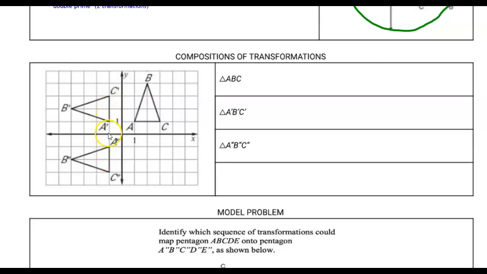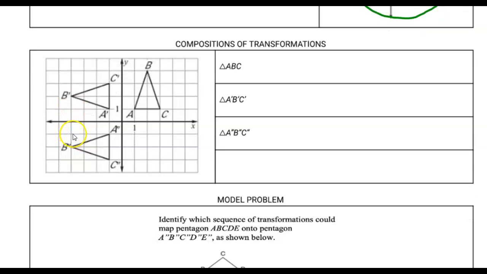A and A prime are the same distance away. C and C prime are the same distance. B and B prime, or I'm sorry, I should say B prime and B double prime, are the same distance from that x-axis. So we can write down the order like this.